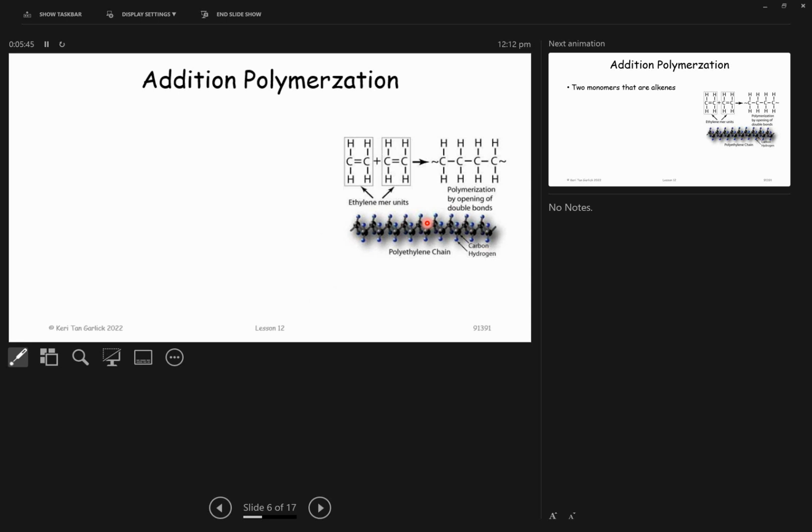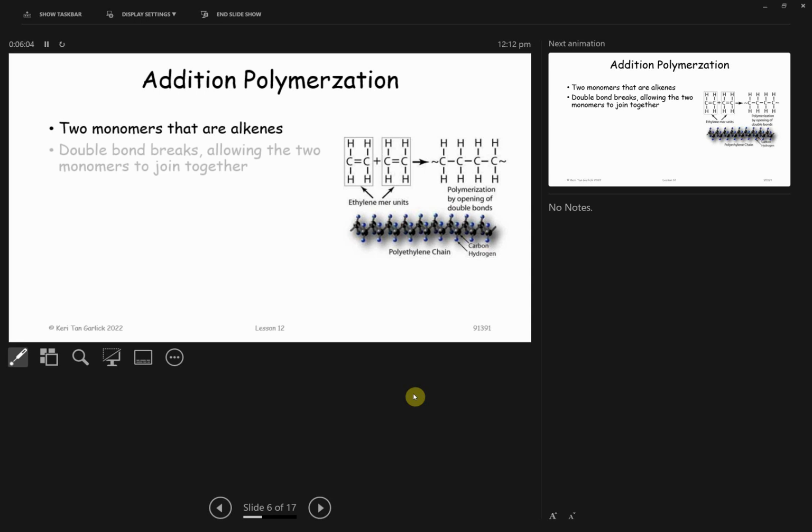All right. So like I said, there are 2 types of polymer reactions to make them. The first one is addition polymerization, and this is what was covered last year. With addition polymerization, the monomers need to be alkenes. The reason they need to be alkenes is because we're going to break the double bond and join together those monomers. I need to break the double bond so that I have space to bond together the two monomers. I'll show you how to put that together in a moment.